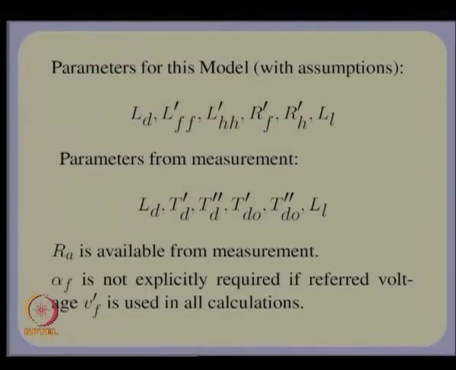If you look at model 1, there is a back calculation step involved, in the sense that you have got standard parameters, but you still need to back calculate. If you look at this slide, you still need to back calculate LFF dash, LHH dash, RF dash, RH dash and LL. Okay. This is not a problem really, but we shall look at another model, model 2, which is more convenient. So, this back calculation step we can avoid.